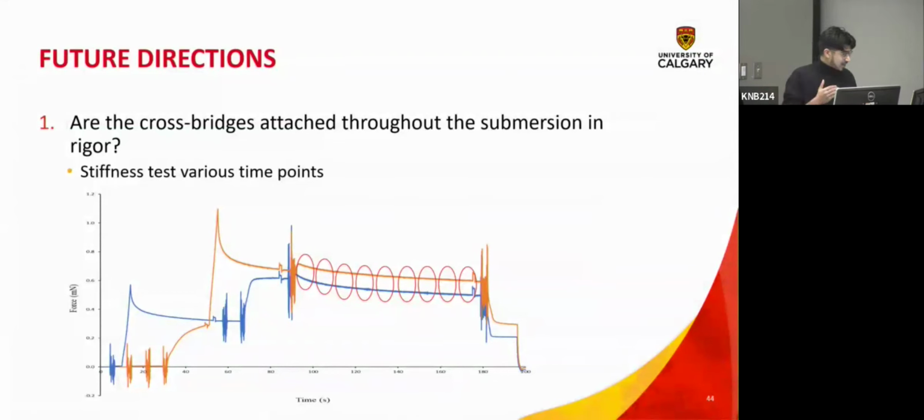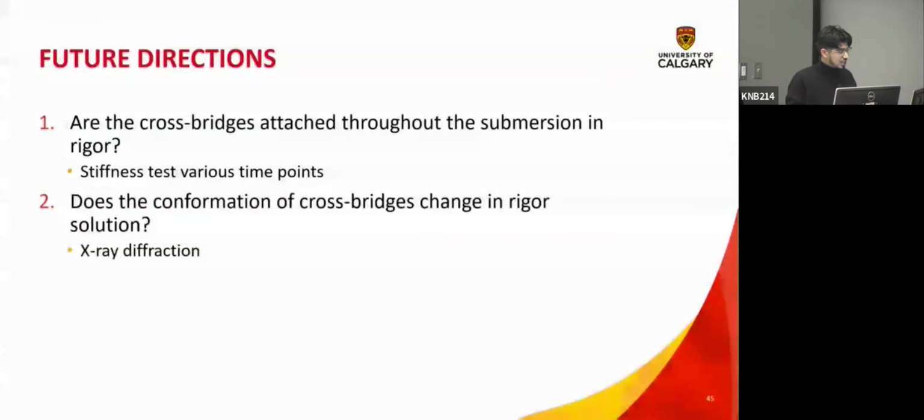The second thing is, does the conformation of these cross bridges change in the Ringer solution? One way we might be able to explore this is via X-ray diffraction. Unfortunately, X-ray diffraction does not allow us to look into conformational changes or structural changes with titin more directly, but at the very least, we might be able to see whether the Ringer solution in itself, or the active stretch, is lending to conformational changes with the cross bridges.